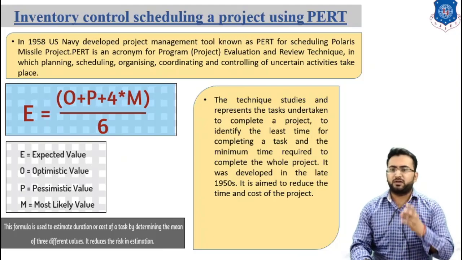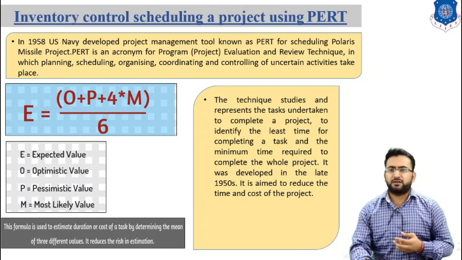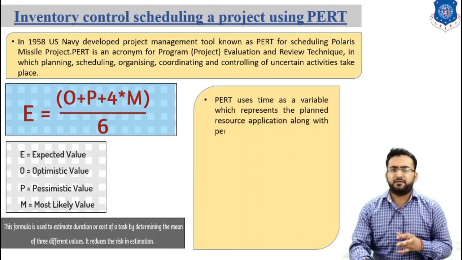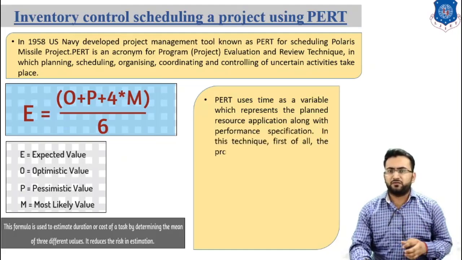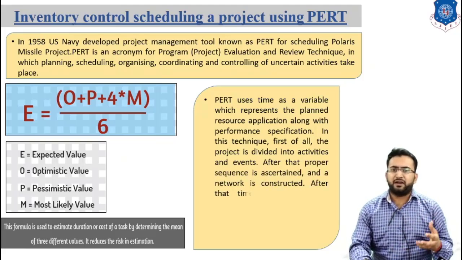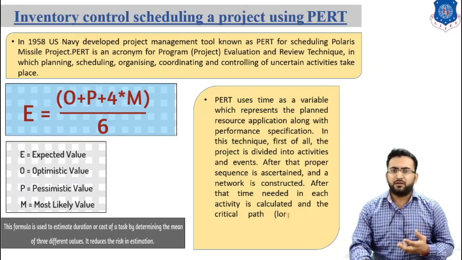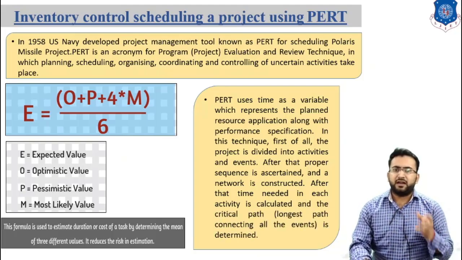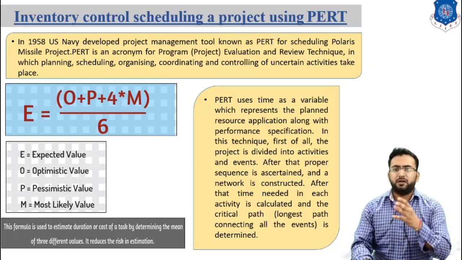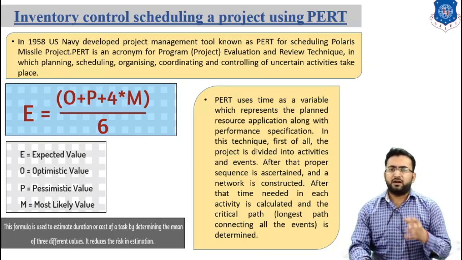This formula is used to estimate the duration or cost of a task by determining the mean of 3 different values. It reduces the risk in estimation. PERT uses time as a variable which represents the planned resource application along with the performance specification. In this technique, first the whole project is divided into activities and events. After that, the proper sequence is drawn and the network is constructed. After that, the time needed for each activity is calculated and the critical path is determined. So this is all about PERT.